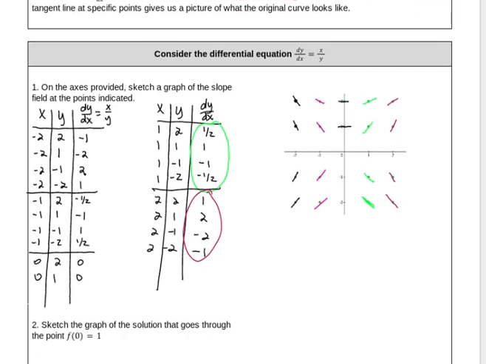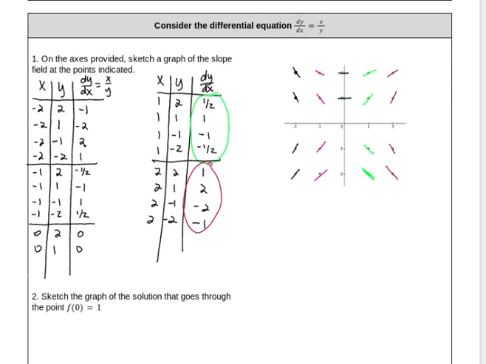So you'll see all we have right now are just a bunch of line segments that we've drawn with different slopes based on what we found by plugging points into our differential equation. Now, the cool thing about this is we can sketch a solution for the graph given any point. So you'll notice down here, question 2, we're asked to sketch the graph of the solution that goes through the point f of 0 equals 1. So the first thing I'm going to do is go to my graph and plot a point at 0, 1.